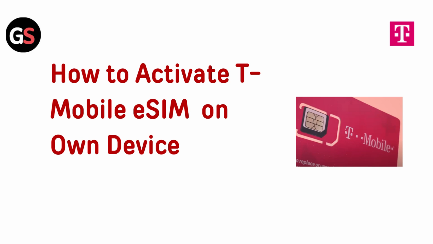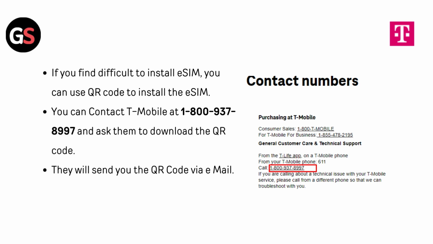How to activate T-Mobile eSIM on own device? If you find it difficult to install eSIM, you can use a QR code to install the eSIM. You can contact T-Mobile at 1-800-937-8997 and ask them to download the QR code. They will send you the QR code via email.